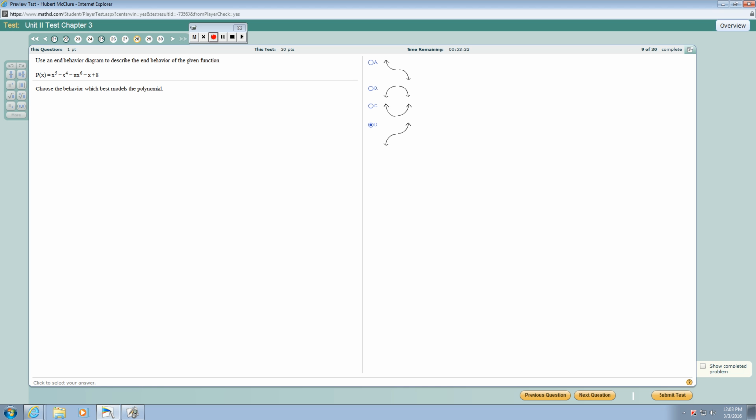So rewrite it. Negative pi x to the 6th plus x to the 5th. This is a tricky one. I didn't even see that. Minus x to the 4th minus x plus 8.